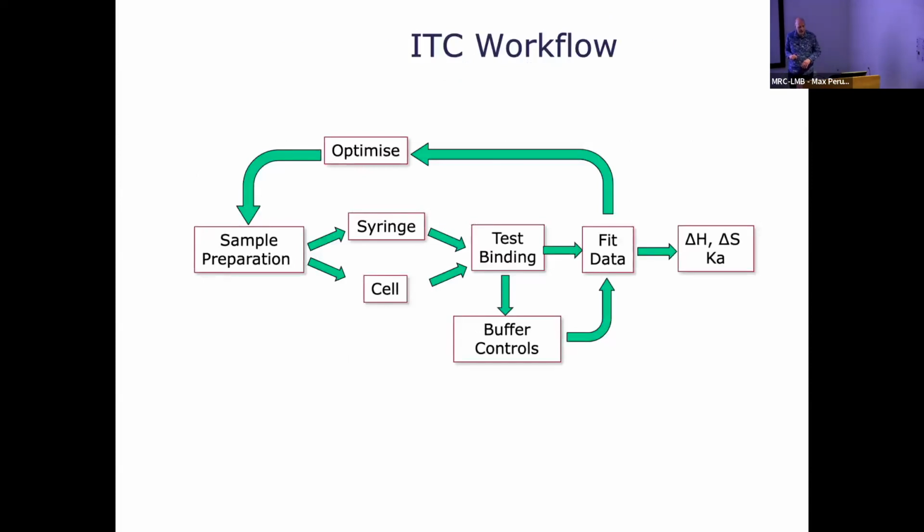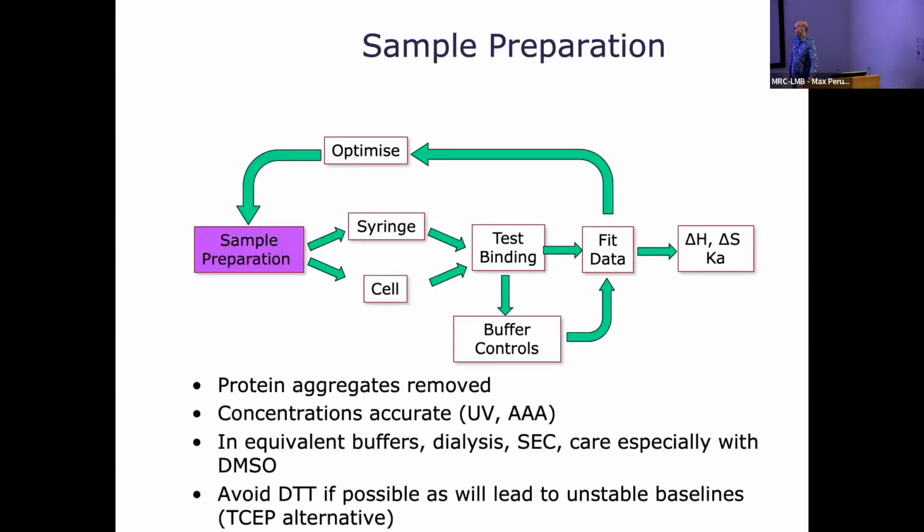Okay, so here's a typical workflow for ITC. How much sample you need, it needs to be clean, you need to be accurate, with equivalent buffers. Now, if you've got DTT in your system, try and replace it with TCEP. The thing with DTT is that because it has two SH groups, you can actually watch it oxidize during the time.